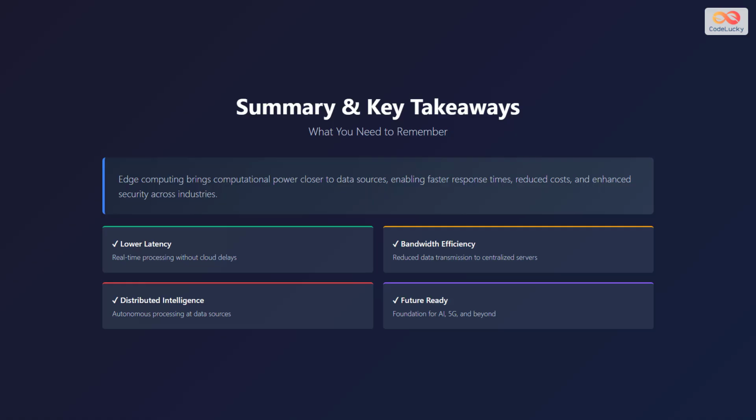Third, distributed intelligence means autonomous processing at data sources. Each edge device can make decisions independently without relying on central servers. Finally, edge computing creates the foundation for future technologies. It supports artificial intelligence applications, 5G networks, and emerging technologies that will shape our connected future. Edge computing represents a fundamental shift in how we process and analyze data, moving away from centralized approaches toward distributed, responsive systems that work where the action is.